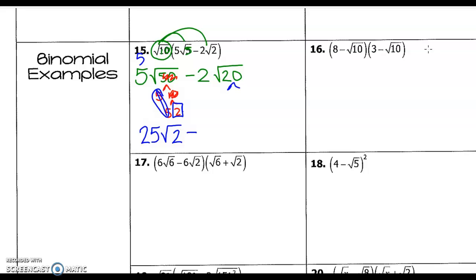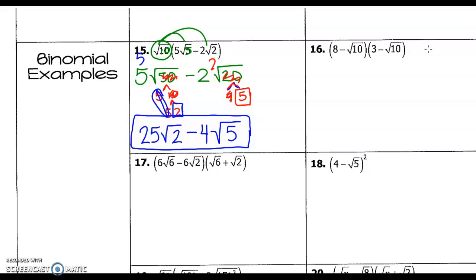I put it in the wrong place, wrong color. 20, I'm going to go 4 and 5, because then the square root of 4, I know is 2. 5 is stuck. So 2 times 2, I'm at minus 4 radical 5. Then you would subtract them if you could, but you can't, because they're not like radicals. One's a radical 2, the other is a radical 5.